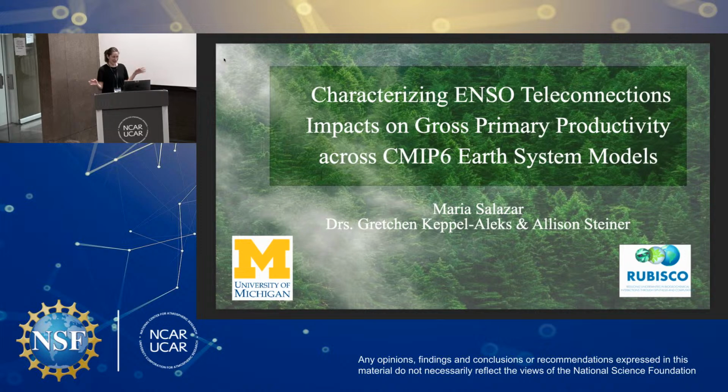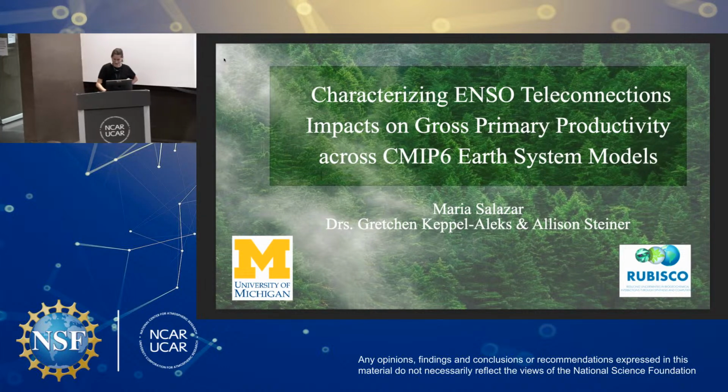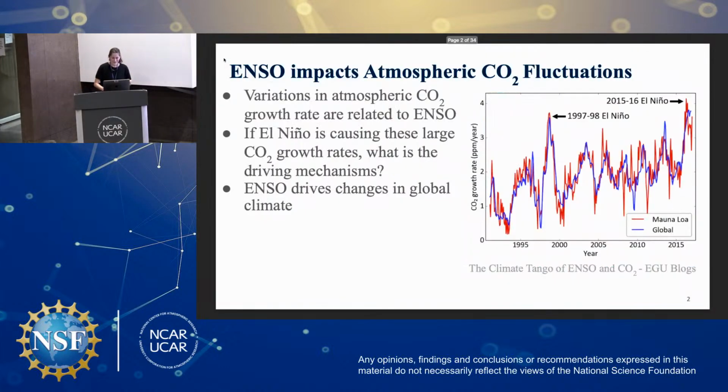I'm going to be talking about how we can characterize El Niño Southern Oscillation teleconnection impacts on gross primary productivity across CMIP6 Earth system models. A mouthful. To start off with some background, variations in atmospheric CO2 growth rate are related to ENSO. On the plot on the right, you see spikes in atmospheric CO2 growth rate associated with the 1997 and 98 El Niño, and similarly for the 2015-2016 El Niño.